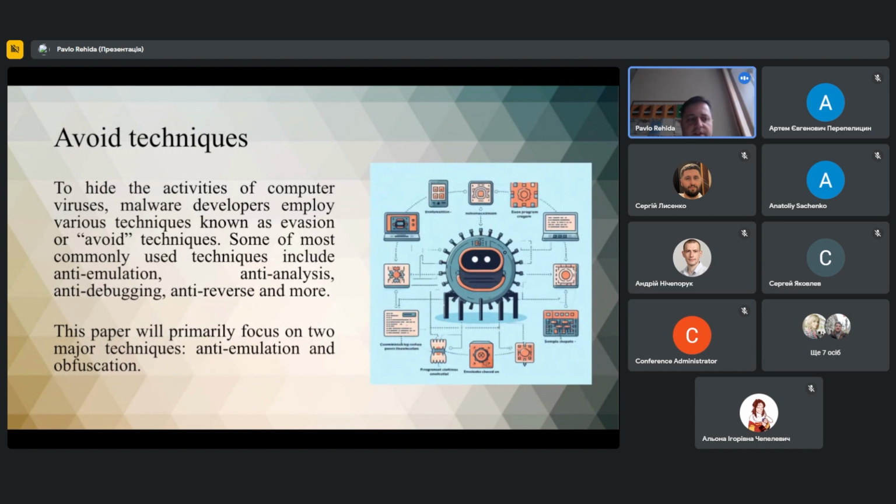To hide the activities of computer viruses, malware developers employ various techniques known as evasion techniques or avoid techniques. Some of the most commonly used techniques include anti-emulation, anti-analysis, anti-debugging, anti-reverse, and more. This paper will primarily focus on two major techniques, anti-emulation and obfuscation, and how they can be implemented into viruses, and the problem of how we can detect them.